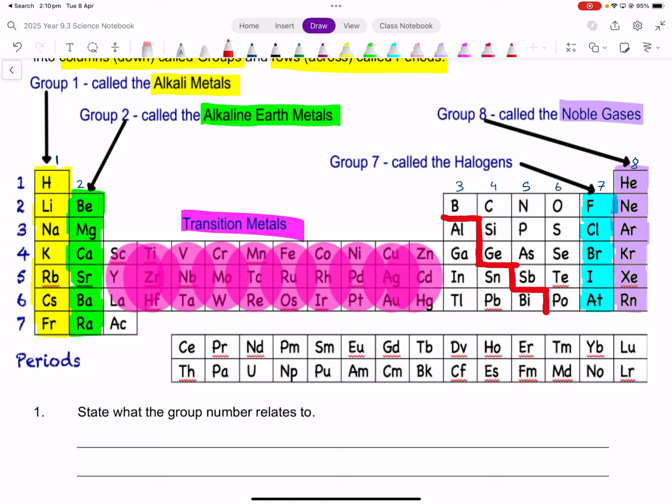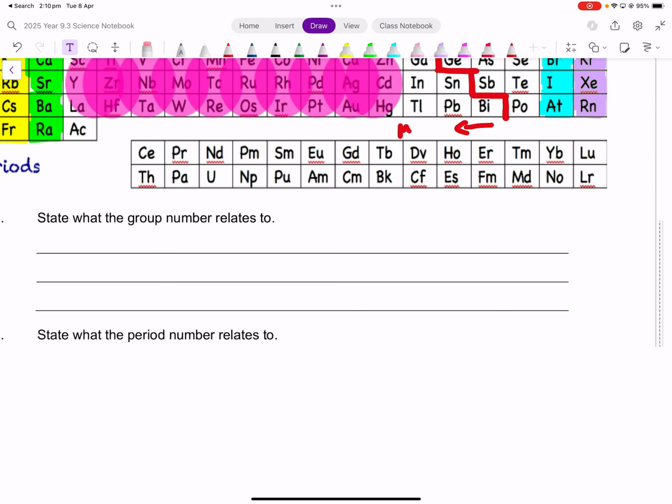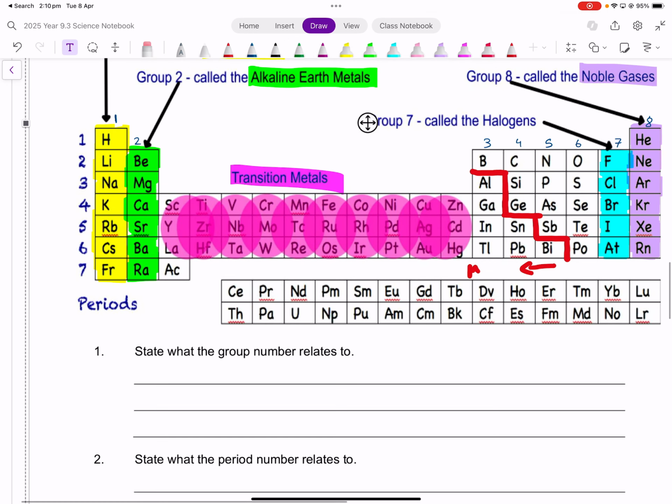And so everything on this side of the periodic table, if I draw an arrow, is what we refer to as... I'll make my pen a little bit smaller here. Sorry.